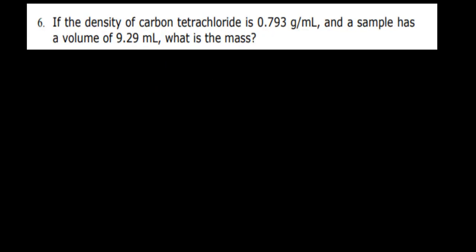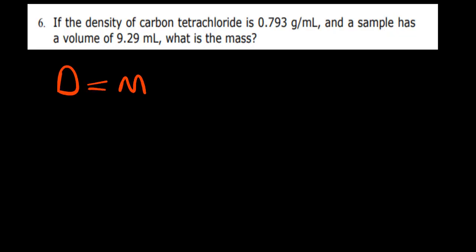Question number 6, we are saying if the density of carbon tetrachloride is 0.793 grams per milliliter, and the sample has a volume of 9.29 milliliters, what is its mass? I think this is very simple. So they've given us density is equal to mass over volume, right? We are asked to find the mass. How are we going to find the mass? We're just going to cross multiply, right? So when we cross multiply, our mass will be equal to density times volume, right?